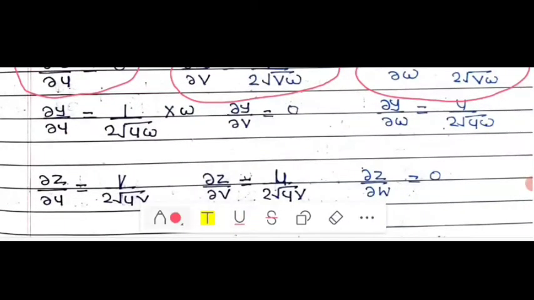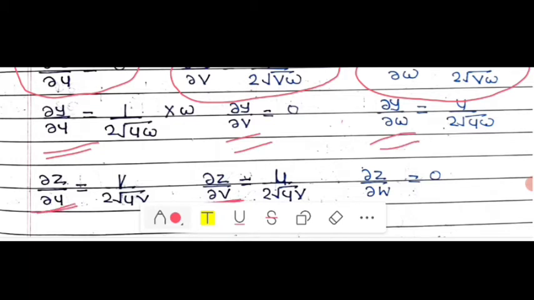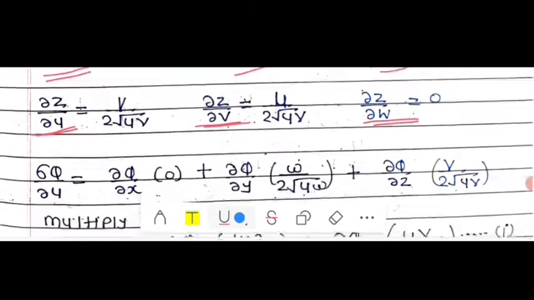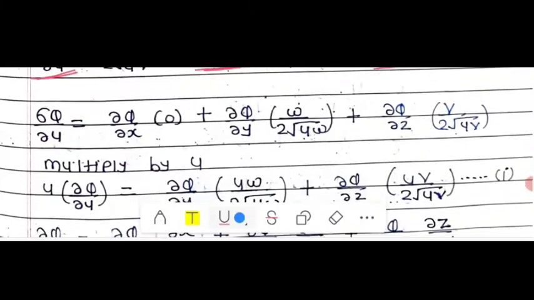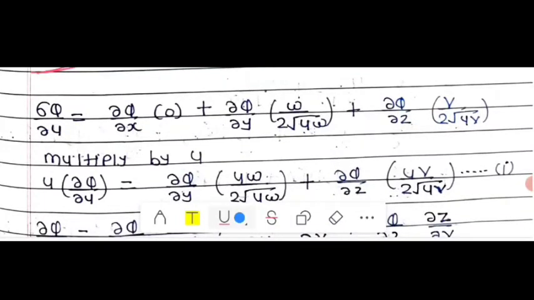Similarly, we find all the partial derivatives ∂y/∂u, ∂y/∂v, ∂y/∂w, ∂z/∂u, ∂z/∂v, and ∂z/∂w. So next, we'll substitute these partial derivatives in the chain rule.